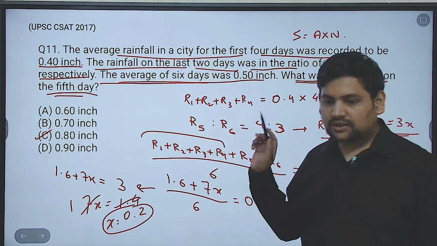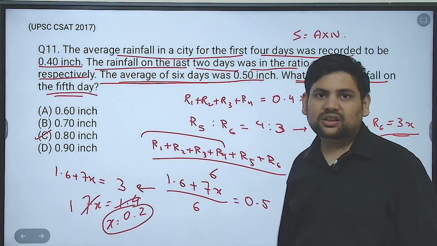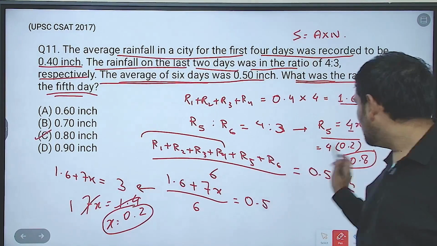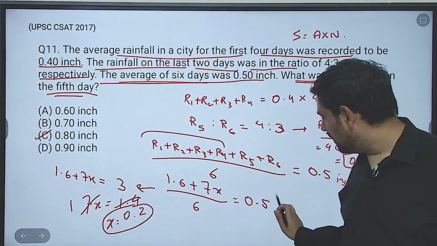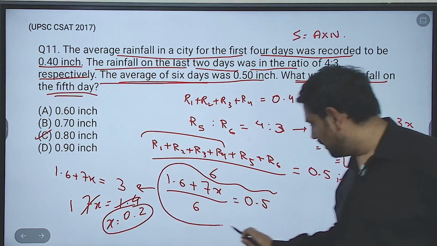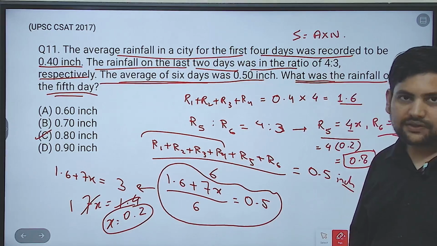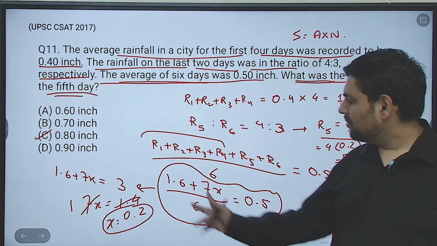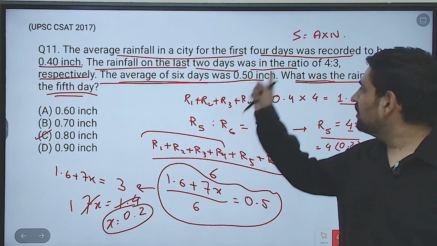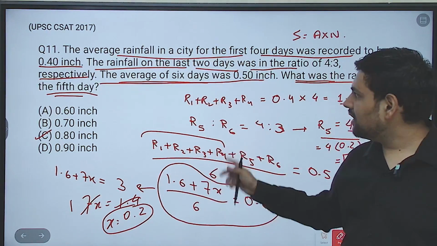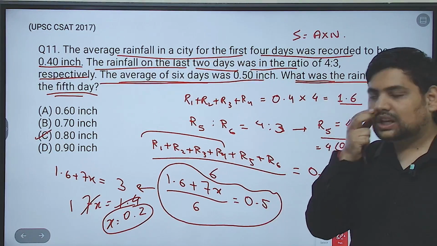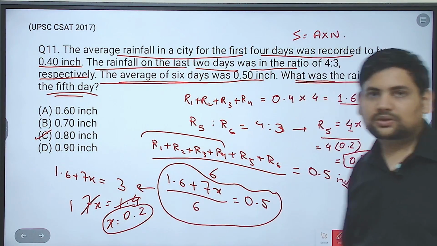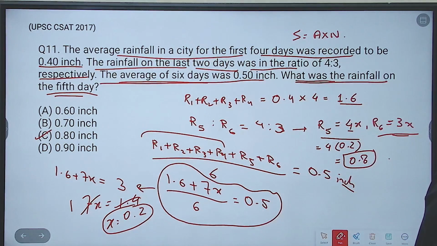Using this sum equals average into number eases out the things. Once you get this sum, then you know. Actually, in exam, you should be writing this expression directly. If you have practiced average well enough, you will write this expression directly, because you know the sum of all four of them will be 0.4 into 4, 1.6, and their sum 4x plus 3x is 7x by 6 is equal to 0.5. So only this calculation you should be doing in your paper.